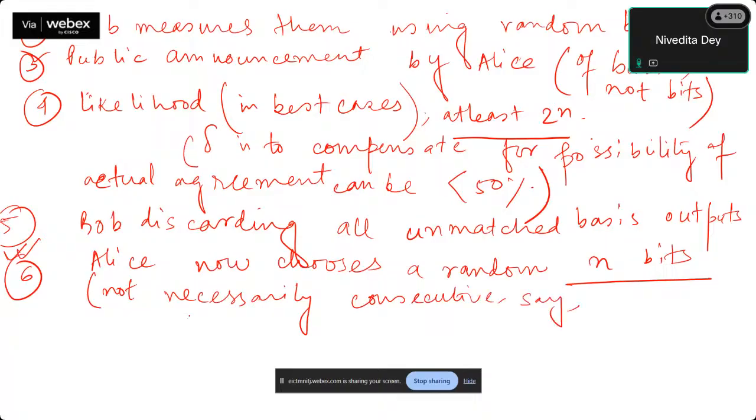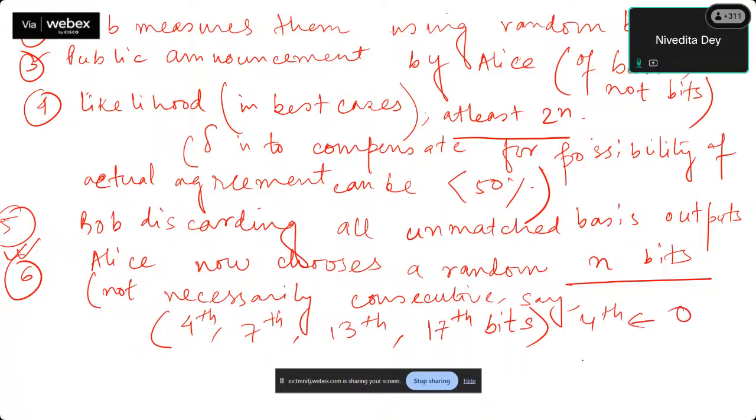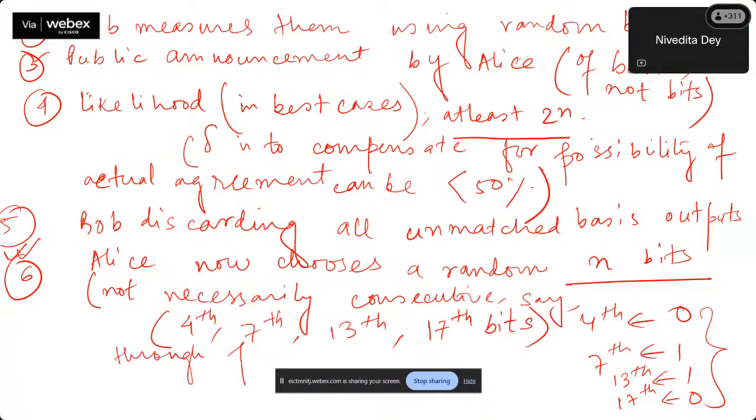Say the fourth bit, seventh, 13th, and 17th bit, and Alice will publicly announce these actual bits and their locations. The fourth bit is 0, the seventh is 1, the 13th is 1, and the 17th is 0. These are the actual bits as well as their locations, sent through a public channel to Bob. And this is all after Bob's discarding.